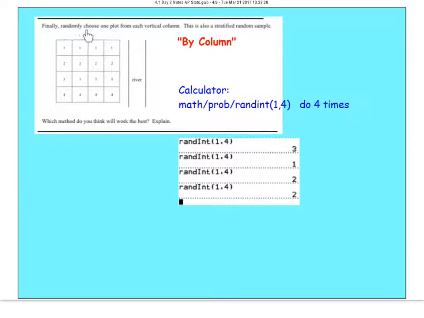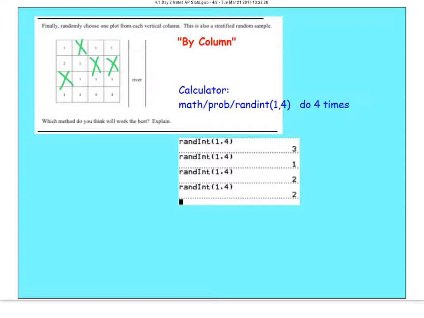Now let's look at what if we stratify by column. So notice here, 1 through 4, we have the 4 different columns, and here's the river. I ran the random number generator on the calculator and got these as the appropriate plots to choose. So I'm going to choose plot 3 by column 1, 2, and 2. And those would be our method.